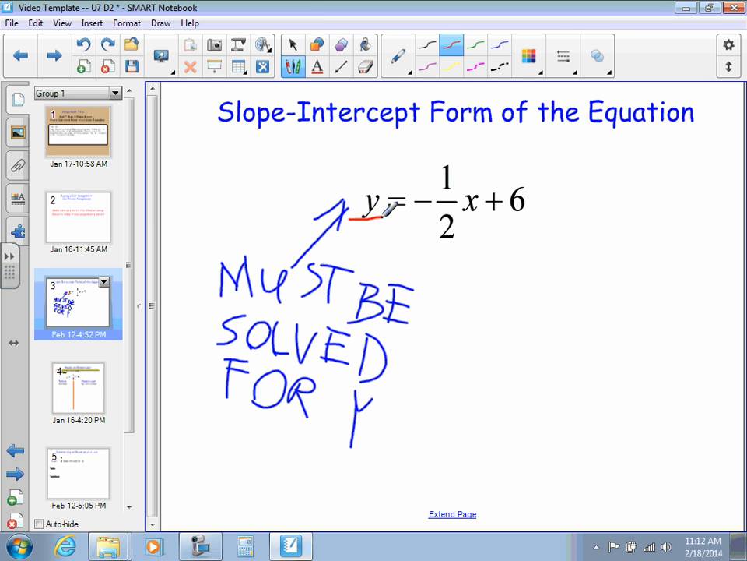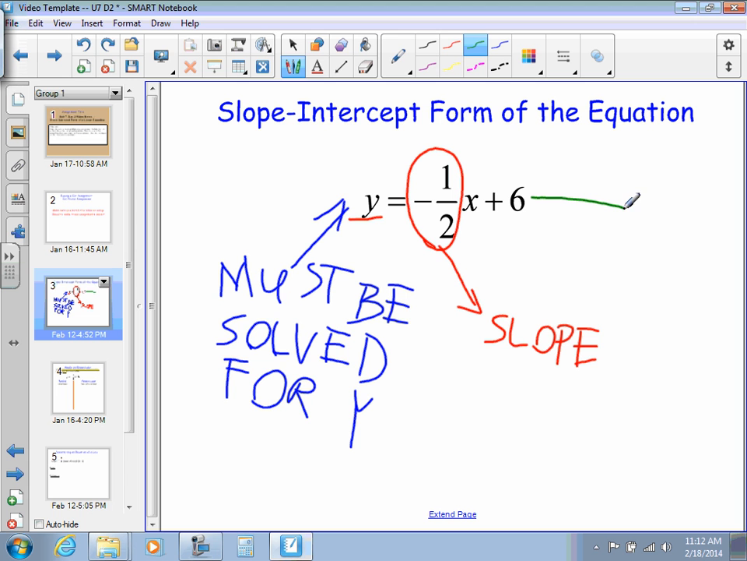Now, where is my slope? Well, it's this coefficient of x, including the sign. So this is my slope. And as you do the cell phone and the buying a car assignments, you'll see what the slope accomplishes, how it determines how steep the line is. And then right here, this one is my y-intercept.